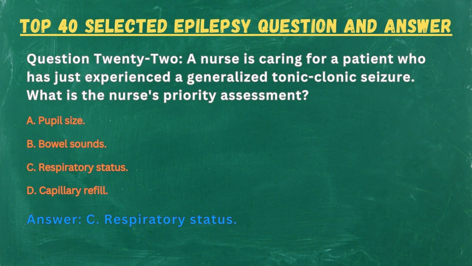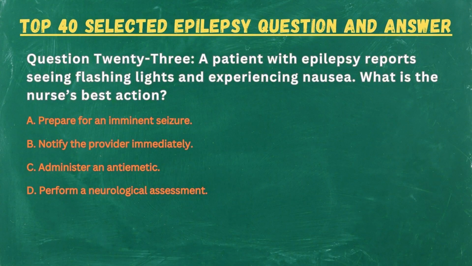Answer: C. Respiratory status. Question 23. A patient with epilepsy reports seeing flashing lights and experiencing nausea. What is the nurse's best action? A. Prepare for an imminent seizure. B. Notify the provider immediately. C. Administer an antiemetic. D. Perform a neurological assessment.